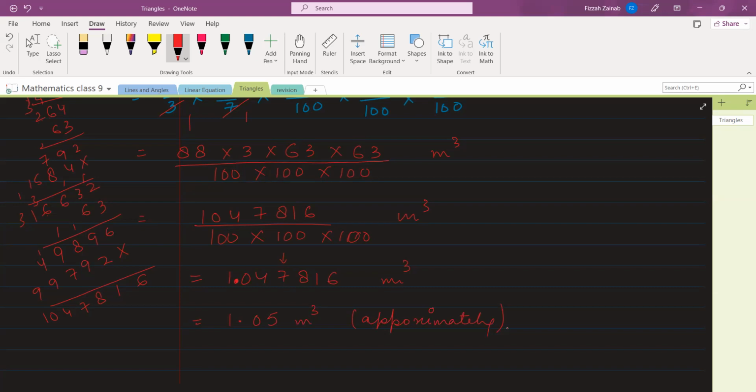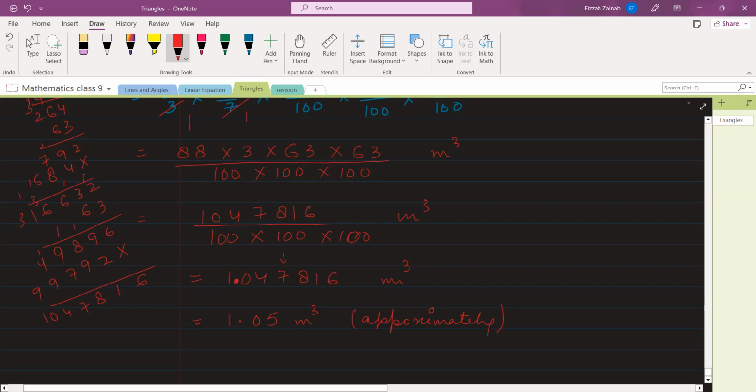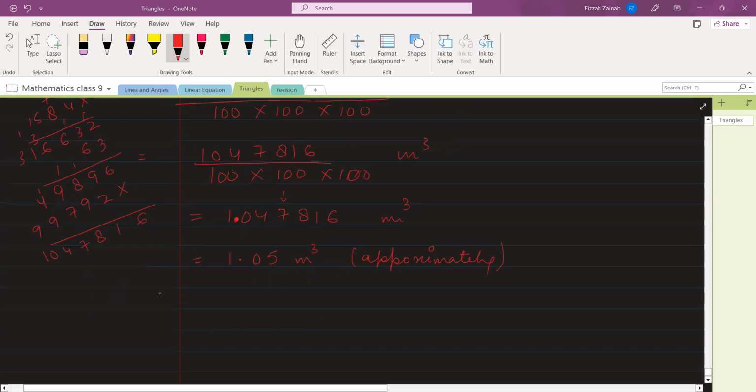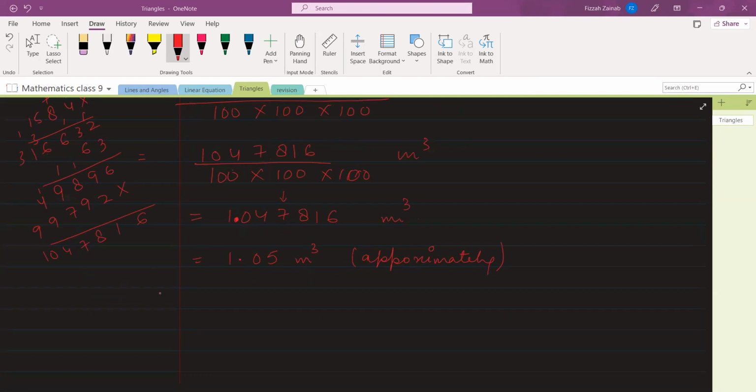Please make a habit of doing calculation by hand. Otherwise, in the exam, you cannot score marks. You will make mistakes. It's not that difficult. I'm also doing it in front of you. Right? You just have to be careful. That's it.